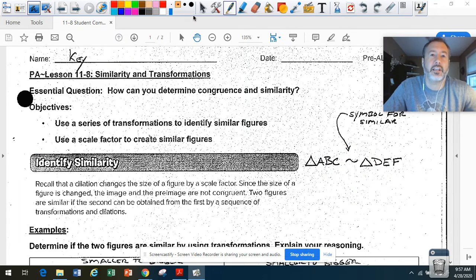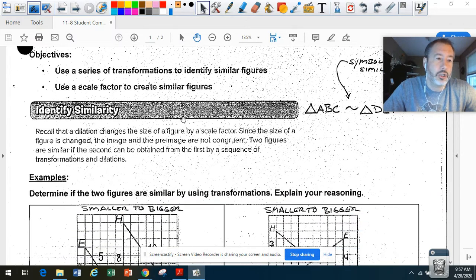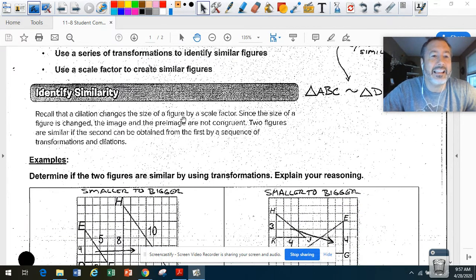Okay, so let's see what it says here about identifying them. It says, recall that a dilation changes the size of the figure by a scale factor. We talked about that yesterday. Since the size of a figure is changed, the image and pre-image are not congruent, which means they're not equal to each other. The sizes are similar, but the images are not congruent. Two figures are similar if the second can be obtained from the first by a sequence of transformations and dilations.